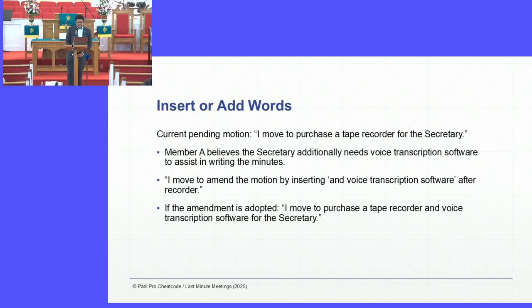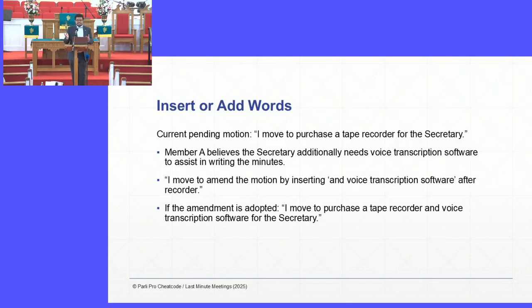next motion, let's say your motion is, I move to purchase a tape recorder for the secretary. But member A thinks the secretary also needs some AI voice transcription software to assist with writing the minutes. Because it's not enough to just have the recording of the meeting, we need to have a transcript made to really help you get the motions down in your minutes. So I move to amend the motion by inserting and voice transcription software after the word recorder. Second, and then now you're debating whether or not to add in the voice transcription software. And then if your amendment is adopted, the motion would read, I move to purchase a tape recorder and voice transcription software for the secretary.